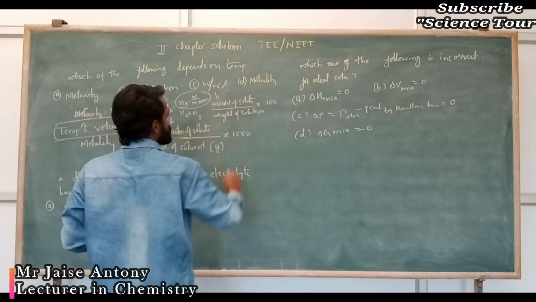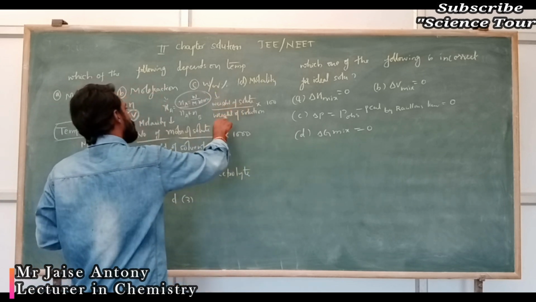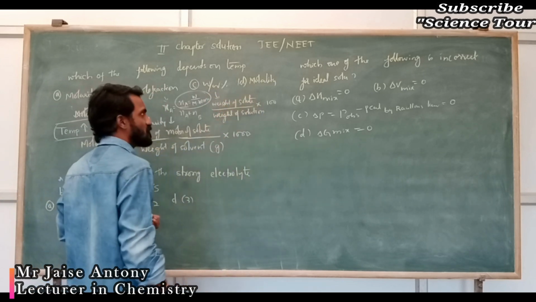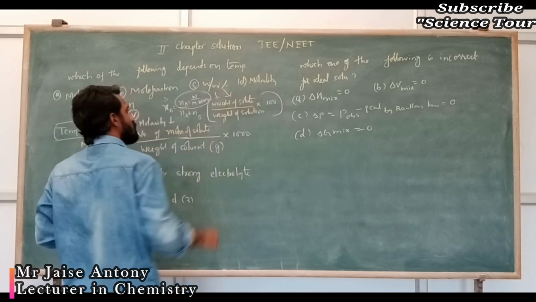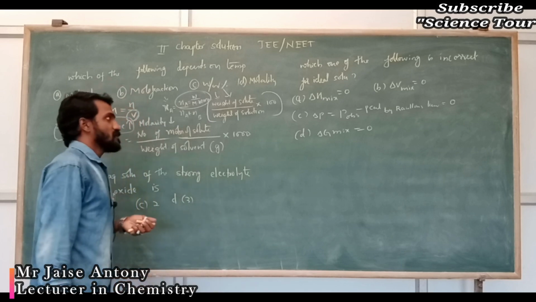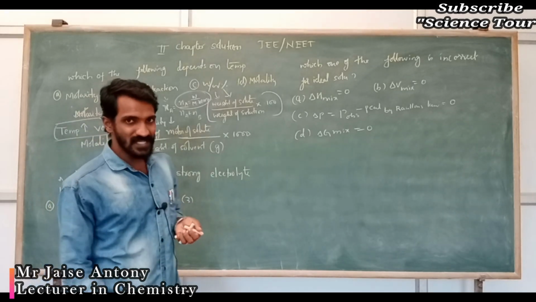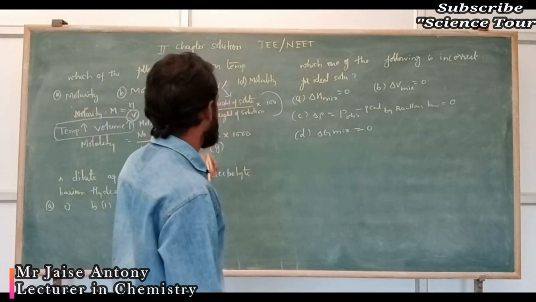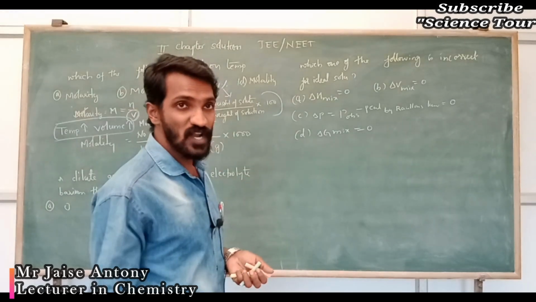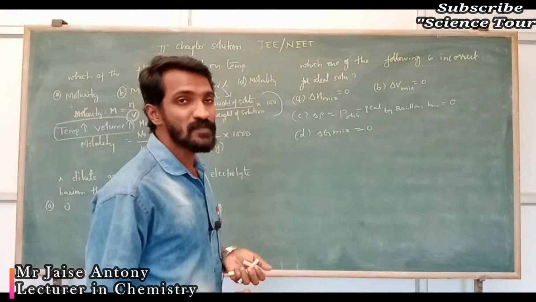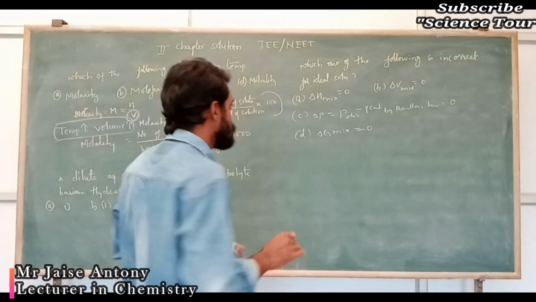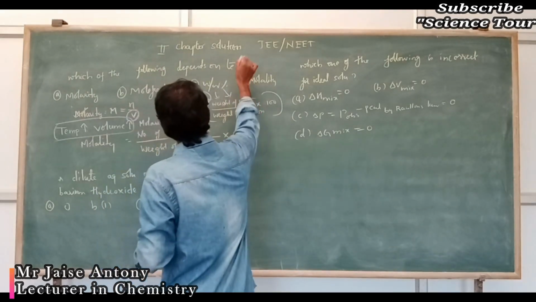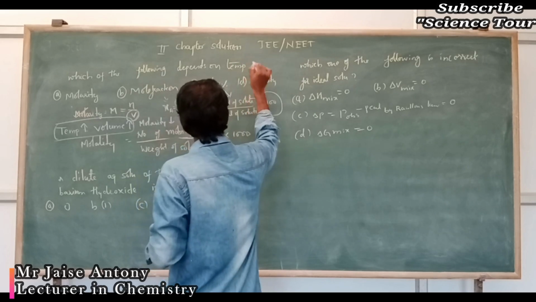Next, weight by weight percentage. In that one, weight of solid divided by weight of solution into 100 is the formula. Understood? This is another formula. In this one you check whether there is any volume factor. No volume factor. If there is any volume factor, it depends on temperature. So weight by weight percentage does not depend on temperature.